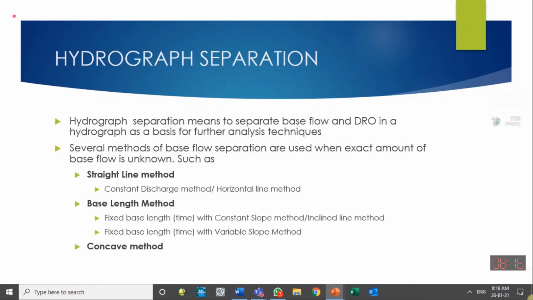One purpose for separation of the hydrograph is so that we can make a unit hydrograph. We have to make a unit hydrograph from observed hydrographs, and the observed hydrographs usually have both components, base flow and direct runoff, as part of them.